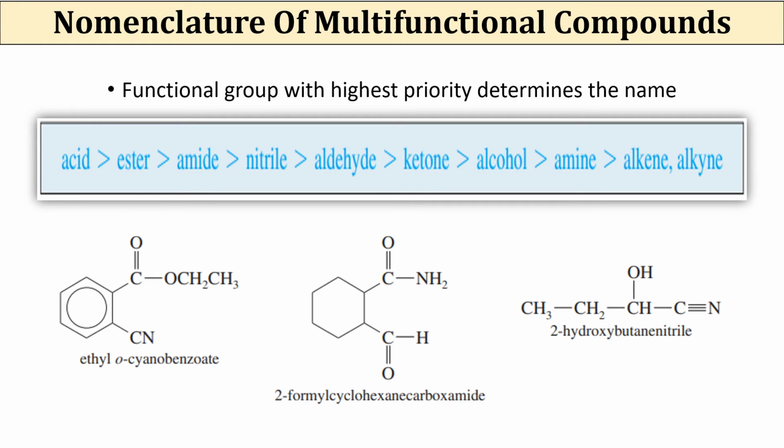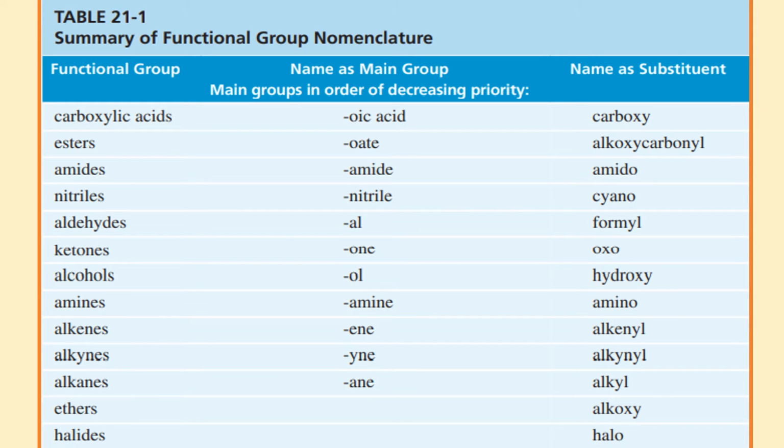Nomenclature of multifunctional compounds. With all the different functional groups we have studied, it is not always obvious which functional group of a multifunctional compound is the main one and which group should be named as a substituent. In choosing the principal group for the root name, we use the following priorities. Acid is greater in priority than ester, followed by amide, nitrile, aldehyde, ketone, alcohol, amine, and alkene or alkyne. The table summarizes the priority in order, together with the suffix used for the main groups and the prefix used for the substituent.